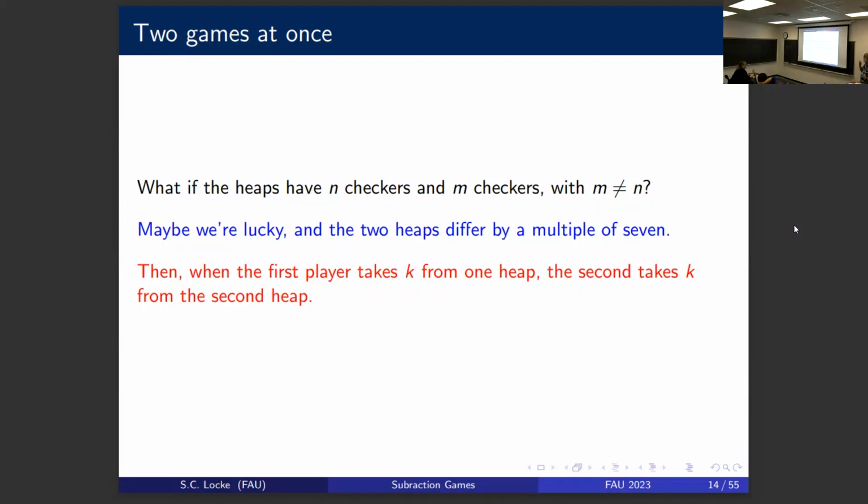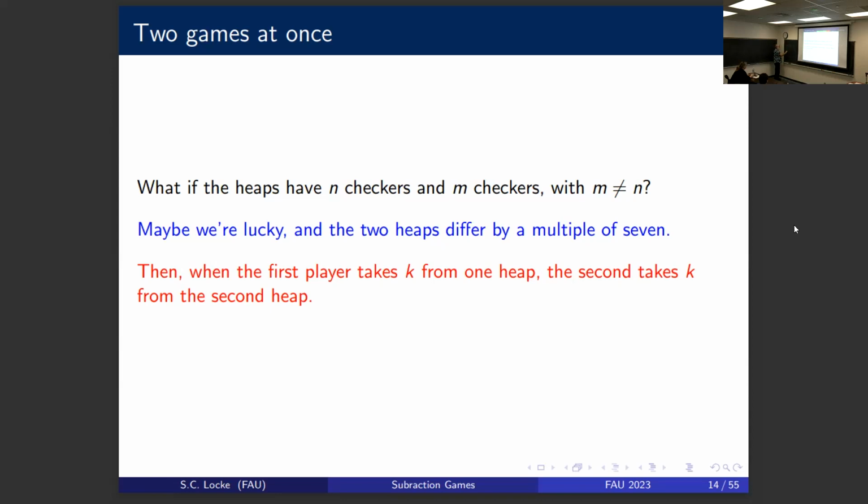So one thing you might say is that if the 2 piles differ by a multiple of 7, maybe then you're not in bad shape, right? So if I have here 16 and 23, these differ by a multiple of 7. If you were to take 4 from this one, maybe I should take 4 from this one. Right? And now they still differ by a multiple of 7, and I keep trying to play that way.